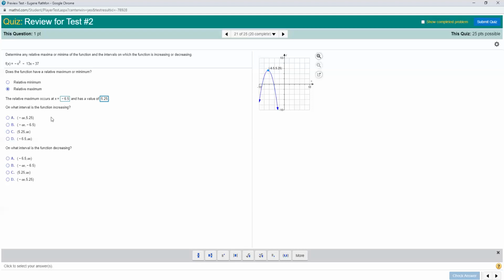Then it says, where's it increasing? It's increasing on the left side as it comes into x's. So it's coming in from -infinity until it hits this x value of -6.5. So -infinity, -6.5, and then decreasing is going to start at that -6.5 as you head out towards positive infinity. So -6.5 to positive infinity. All right, then move on.